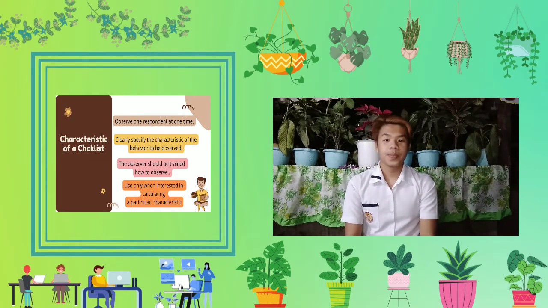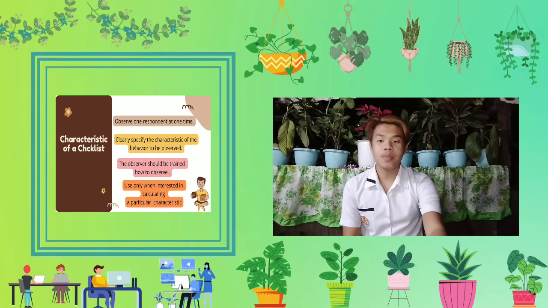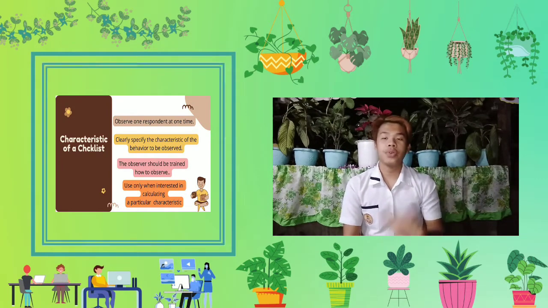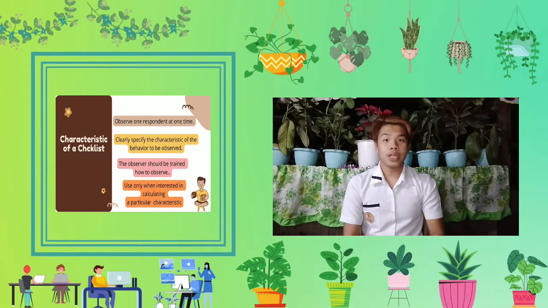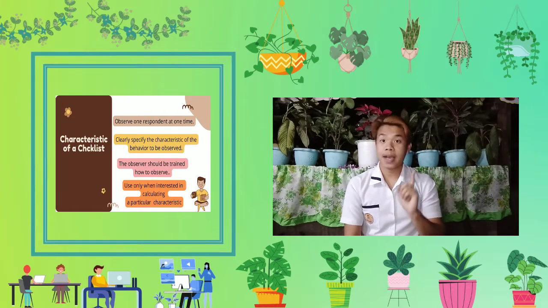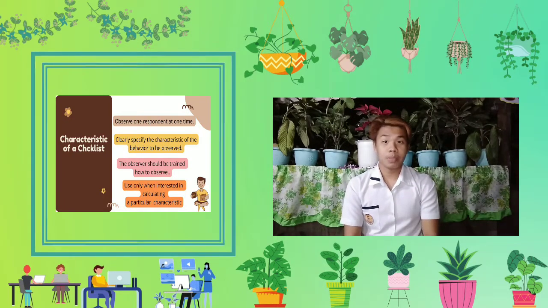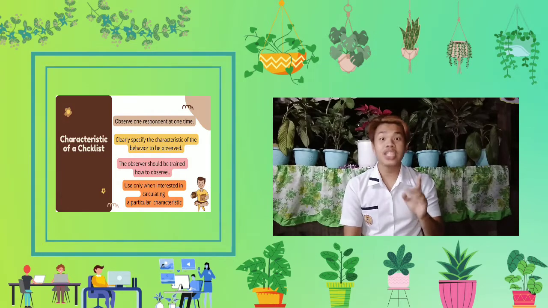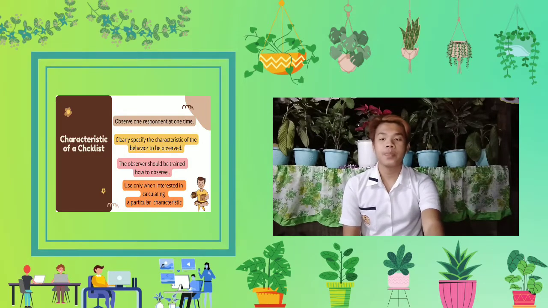Next one is clearly specify the characteristic of behavior to be observed. So halimbawa po, yung checklist mo is answerable by yes or no. Halimbawa, nakakakyat ba ang isang bata sa maakyatang bagay? Yes or no. Nakakapaglakad ba ng paurong? Yes or no. Nakakapagbuwit ba siya o hindi? Yes or no. And so on and so forth. So it should be clear of what you are observing on specific pupils.